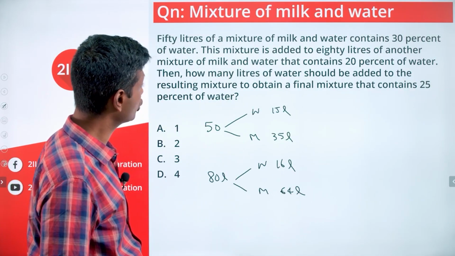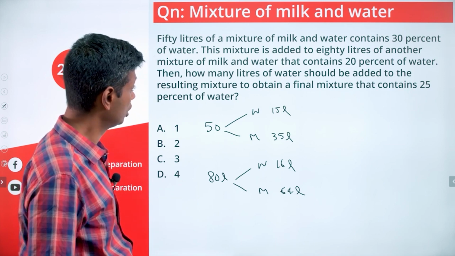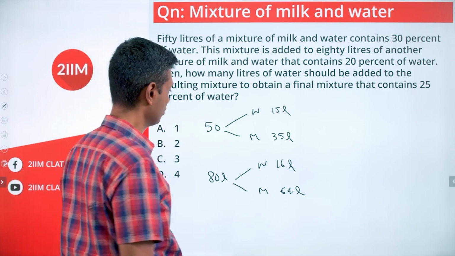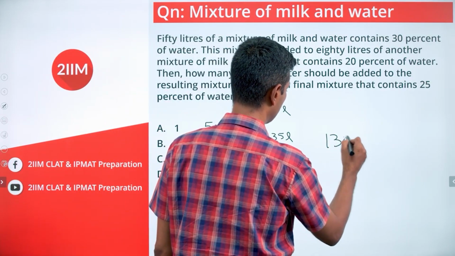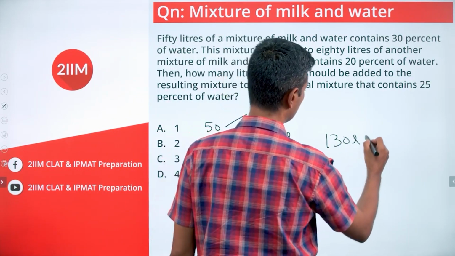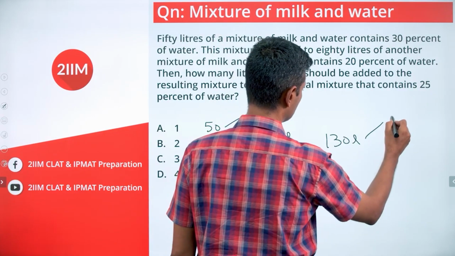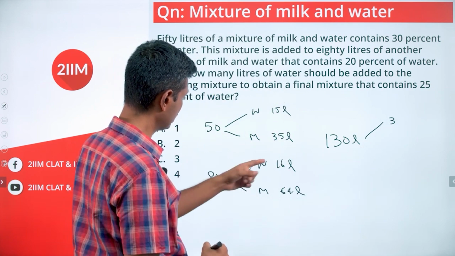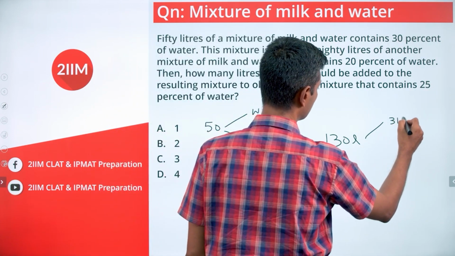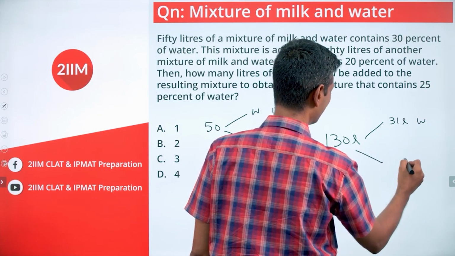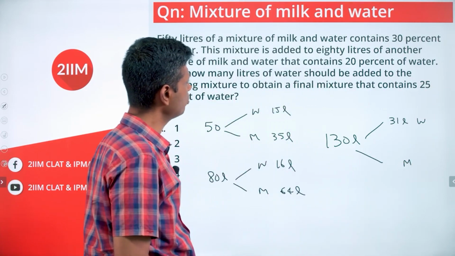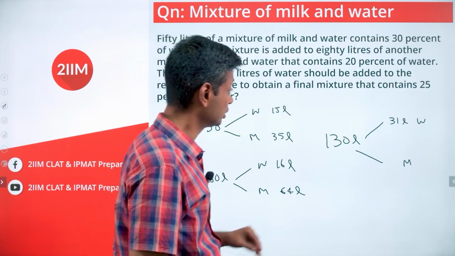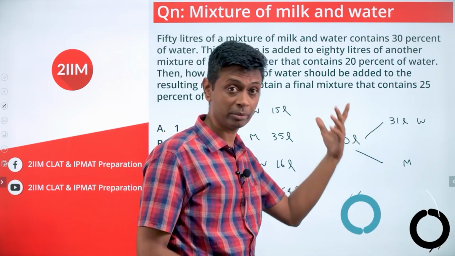How many liters of water should be added to the resulting mixture to obtain a final mixture that contains 25% of water? Okay, we're mixing these two. When we mix these two, out of 130 liters, 15 plus 16, 15 liters is water here and 16 liters is water here. 31 liters is water. The remaining is milk. Right? How much should be added to obtain a final mixture that contains 25% of water? So we add something and then finally it should be 25%.